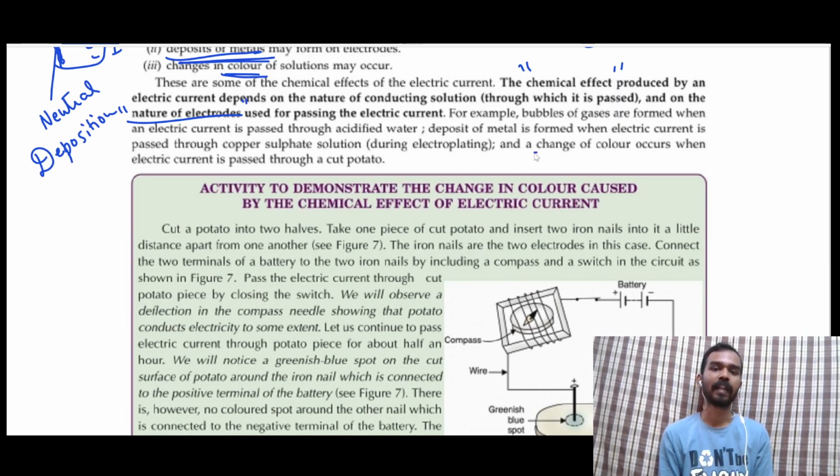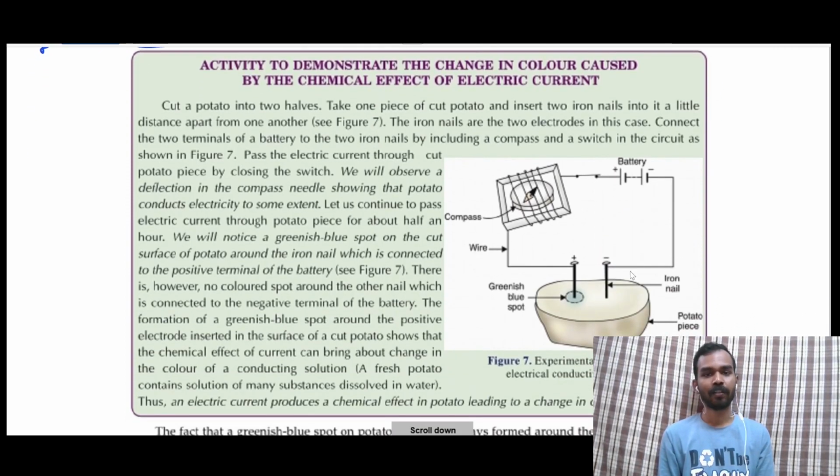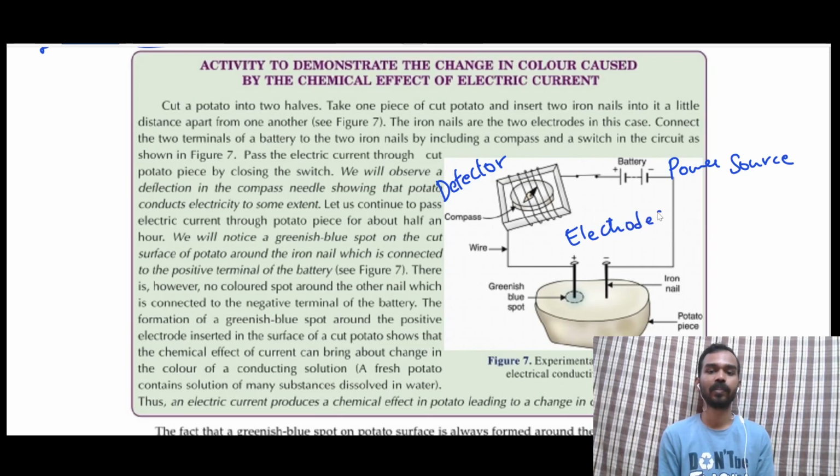Okay, here the example is a color change example. What will happen when current passes through a potato? So now we need to sacrifice one potato and put two nails. These are the electrodes. Connect it to some battery and you need a detector. So this is the power source. You need a detector and you have these electrodes. This is negative. Positive ions will come. So this is the cathode. This is positive. Negative ions will come. This is the anode. And this is the potato, the electrolyte.